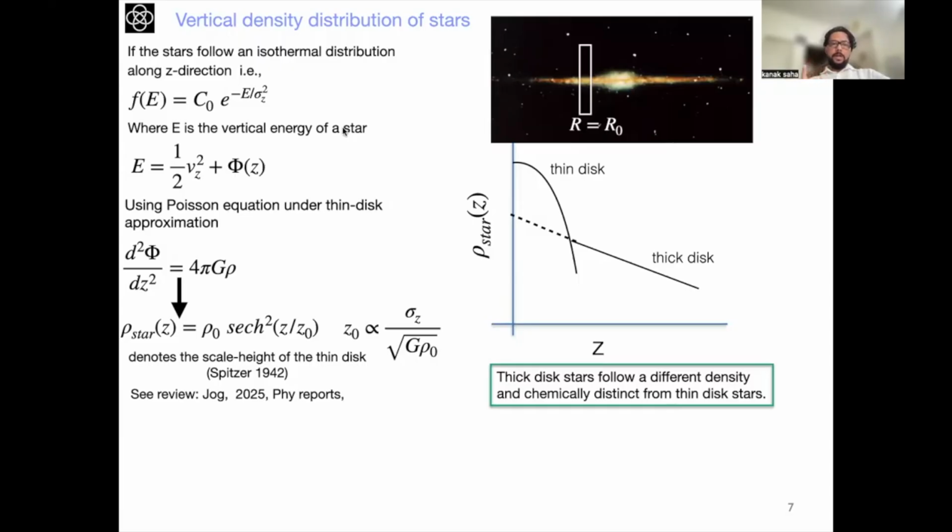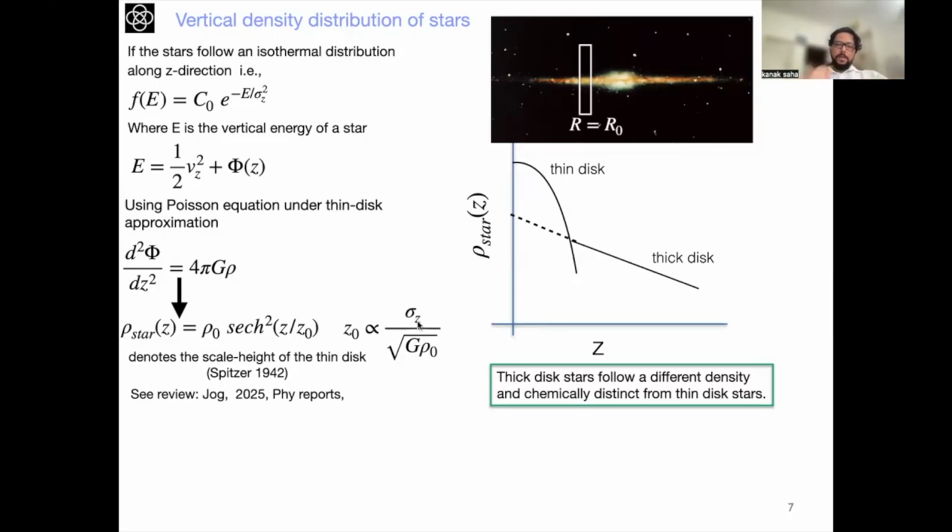If there are only stars and the stars follow an isothermal distribution along the z direction, where E is the vertical energy of the star, the kinetic energy plus the potential energy, and if we use the Poisson equation under the very thin disk approximation, then one can solve for the density distribution, and it comes out to be a sech squared profile. z0 is basically the scale height, which represents how thick the stellar disk is.